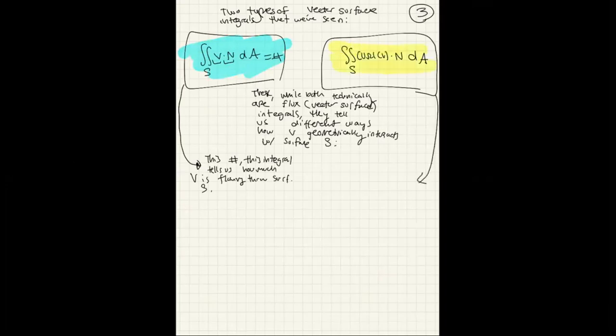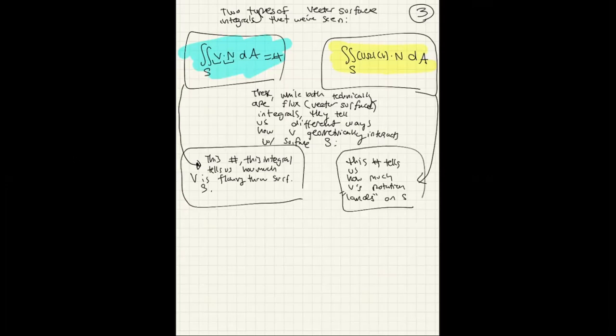This is telling us something geometrically that's different. This number tells us how much V is rotating, how much V's rotation lands on S. So that's really telling us two quite different pieces of information.